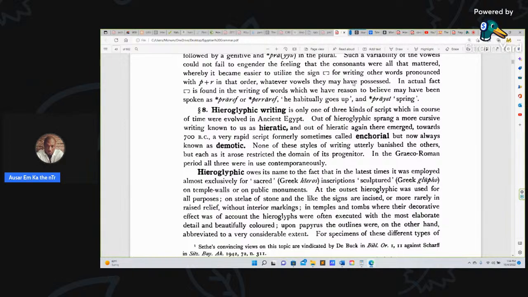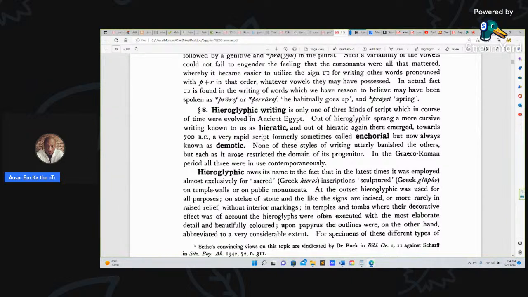Whatever vowels they may have possessed, in actual fact, par is found in the writing of words which we have reason to believe may have been spoken as peraref or peroraref. He habitually goes up, and prayet for spring.